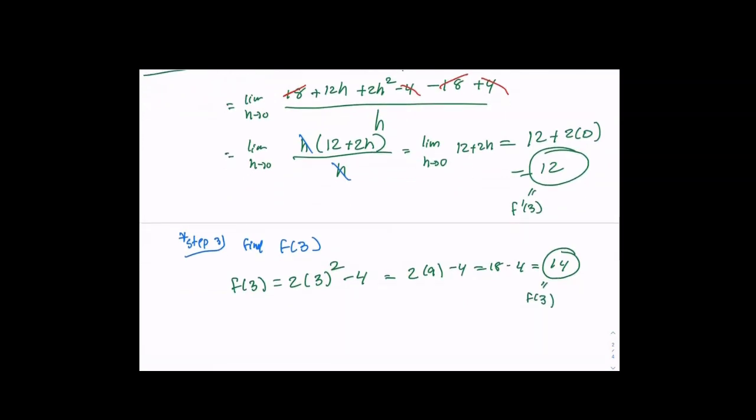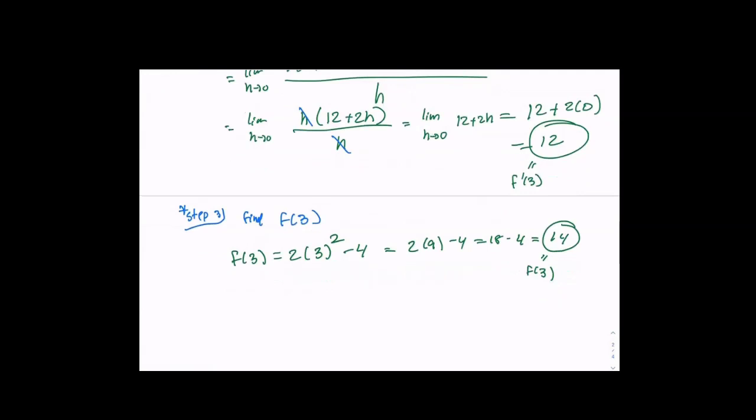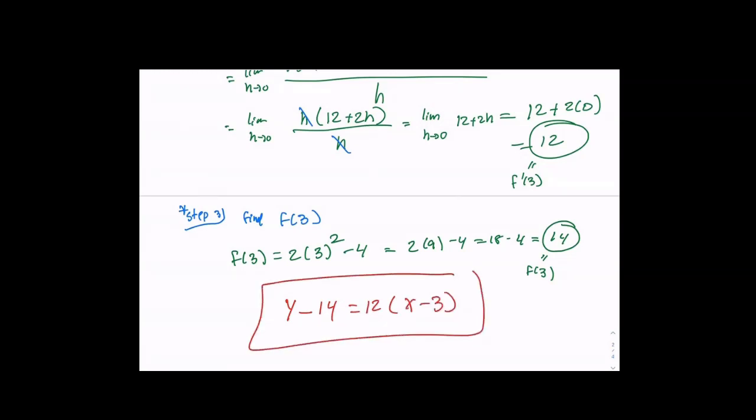All right, I have all of the work answers that I need. I have everything I need. So my answer now is y minus 14 equals 12 parentheses x minus 3. I just replaced the f of 3 and the f prime of 3 with their values.